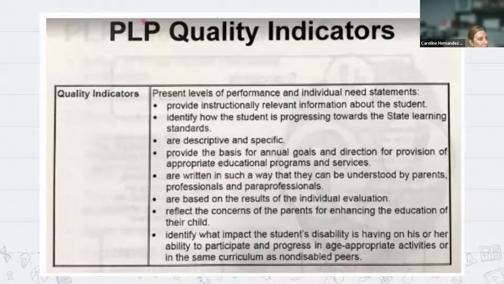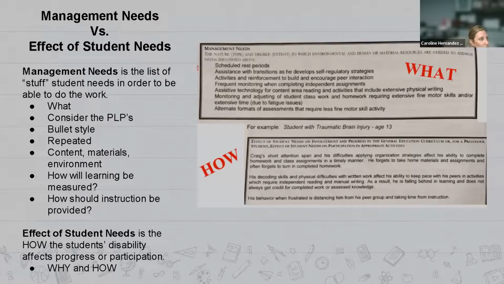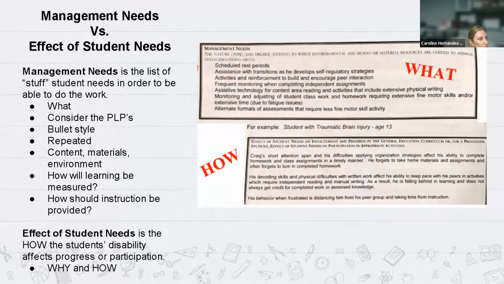So there's going to be not just the present levels of performance, but also what we need to do in order to support that student so they can continue to progress. And another very important part of the IEP is going to be the management needs and the effective management needs. So our management needs section is the what, and that is very helpful. So it's like, what kind of stuff does this student need in order to be able to do this work?